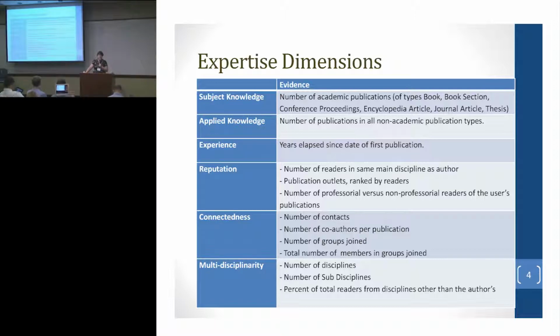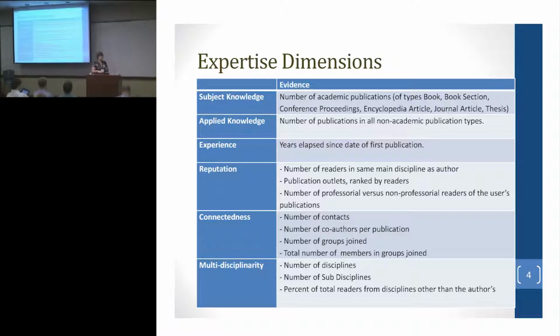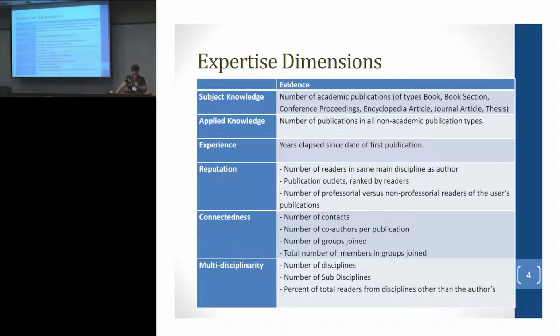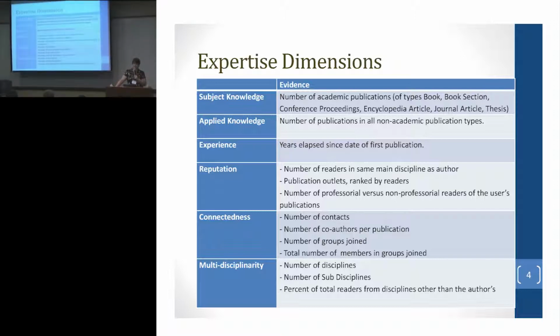And what we did in looking then at the Mendeley data set was to see what sources of evidence we could pull out of that data set to support these different dimensions. You see them listed there. So we rely heavily on the number of academic publications for subject knowledge, the number of publications in non-academic publication types, which is something that Mendeley gives us. The years elapsed since the date of first publication represents experience to us. Connectedness, you can see the number of contacts, the number of groups, the number of co-authors. And multidisciplinarity is the number of disciplines represented in their publications in the system.